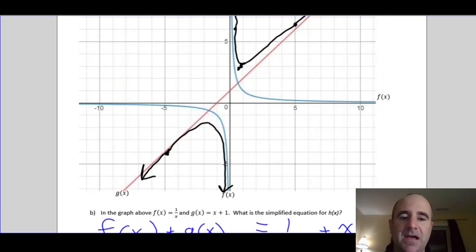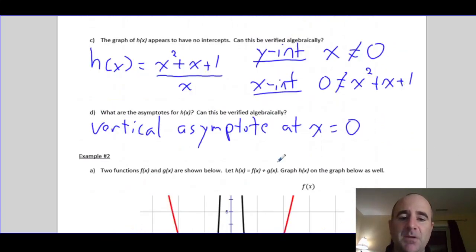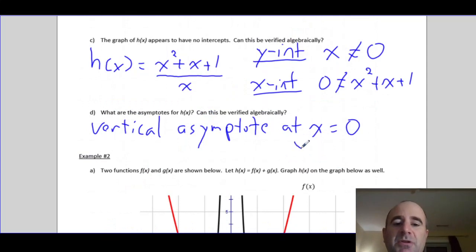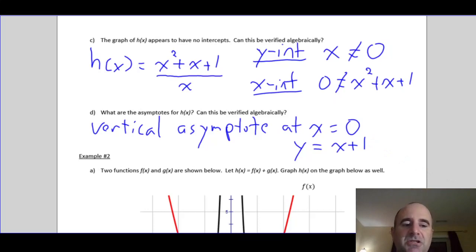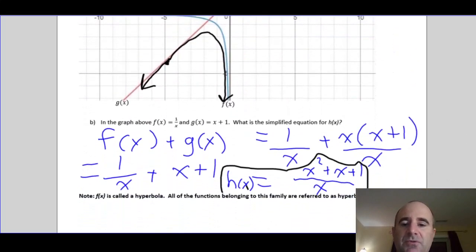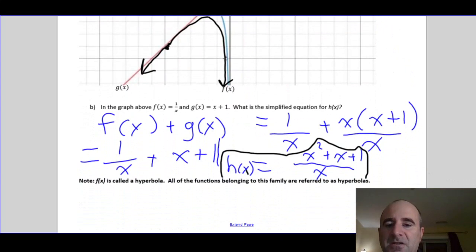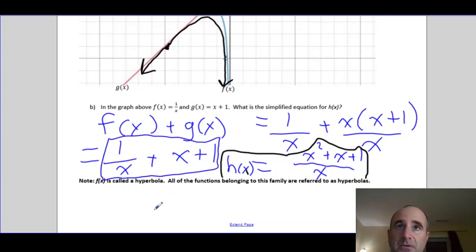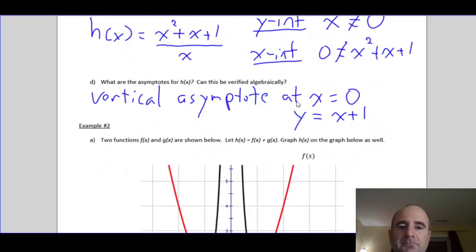Now we can verify that algebraically. So oblique asymptote, y equals x plus 1. We can verify that just by looking at the equation, and when it's written in this form right here, you can see that as x gets really, really big, 1 over x becomes insignificant, and the graph gets closer and closer to x plus 1. So that's your algebraic verification for why that's true. Nothing you really need to show there other than I just talked about that out loud.